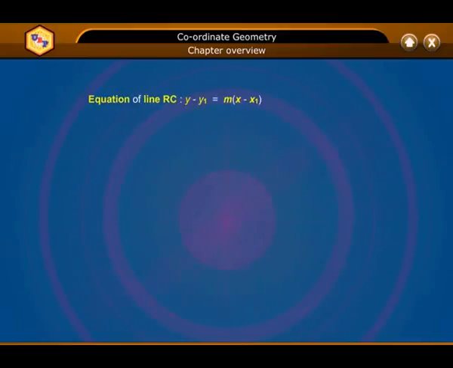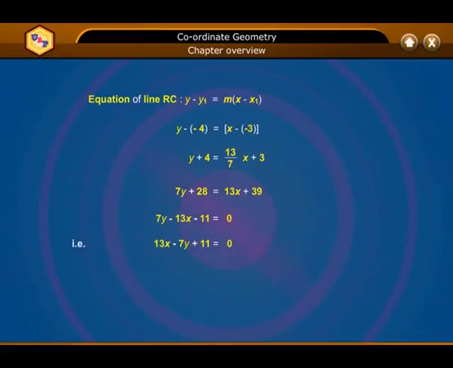Equation of line RC: y minus y1 is equal to m(x minus x1). y minus (minus 4) is equal to 13 by 7 (x minus (minus 3)), so y plus 4 is equal to 13 by 7 (x plus 3). 7y plus 28 is equal to 13x plus 39, so 7y minus 13x minus 11 is equal to 0, that is 13x minus 7y plus 11 is equal to 0. Equation of median RC: 13x minus 7y plus 11 is equal to 0.